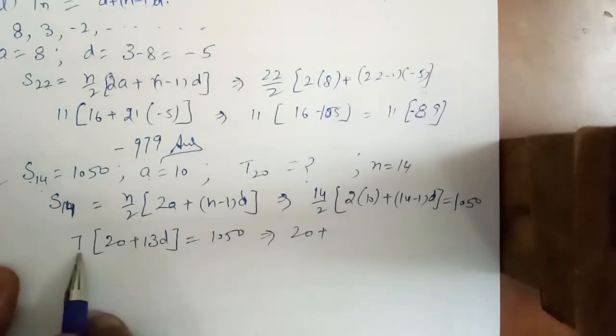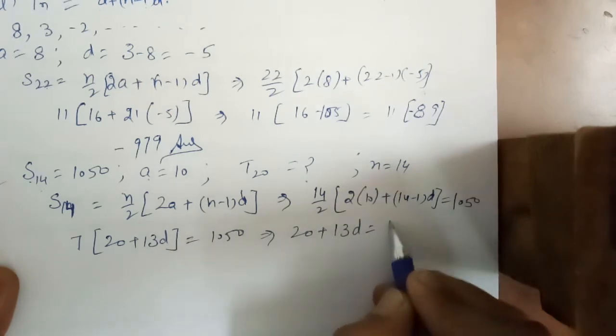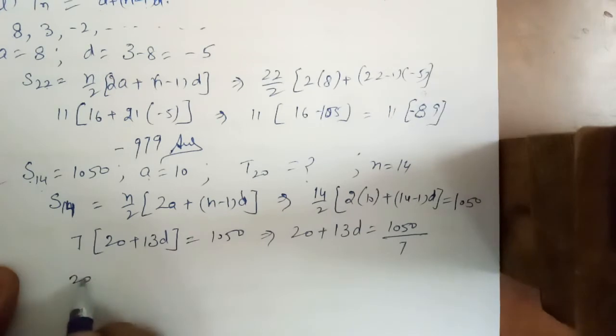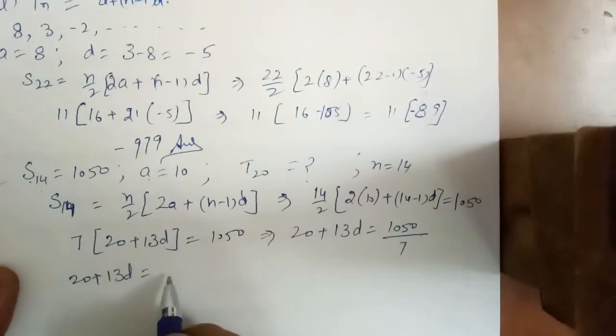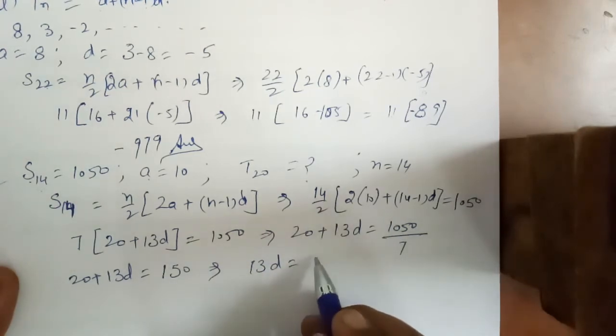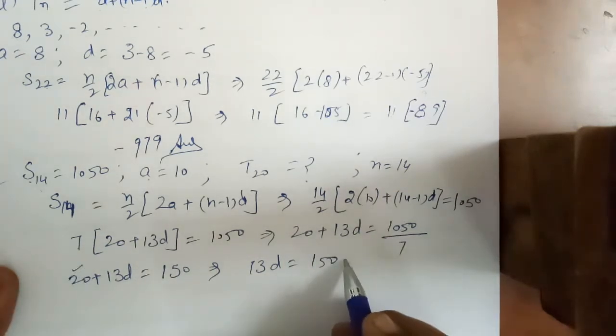This 7 on the left side is in multiplication, so it will be divided on the right side. 20 plus 13d as it is, 1050 by 7. That is 20 plus 13d is equal to 150, since 7 ones are 7, 5s are 0. And 13d is equal to 150, and the 20 on the right will be subtracted.